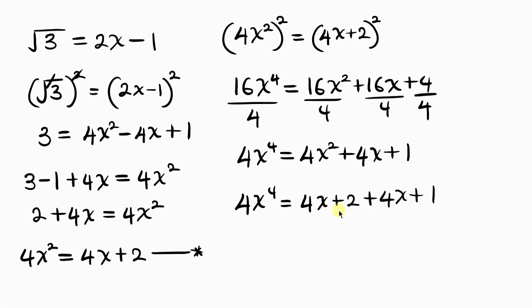Now let's simplify what we have here. So we have 4x to the 4th to be equal to 4x plus 4x, which is actually 8x. Now 2 plus 1 is 3, so plus 3.